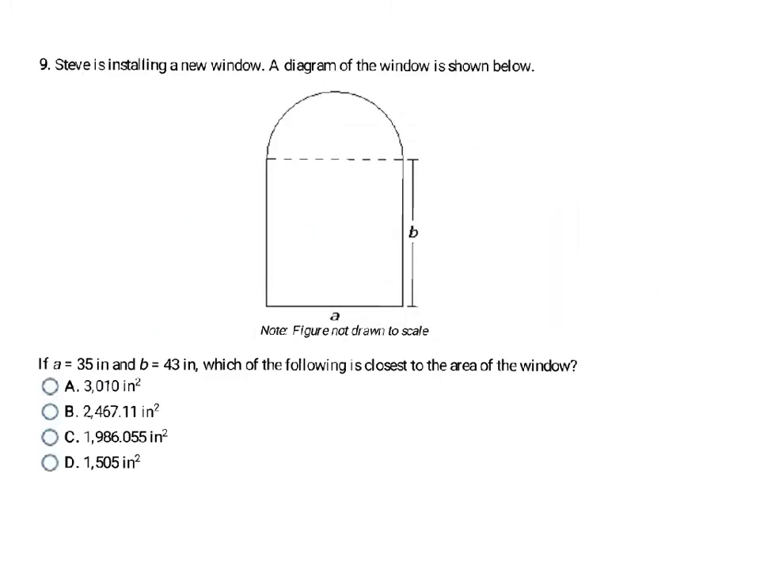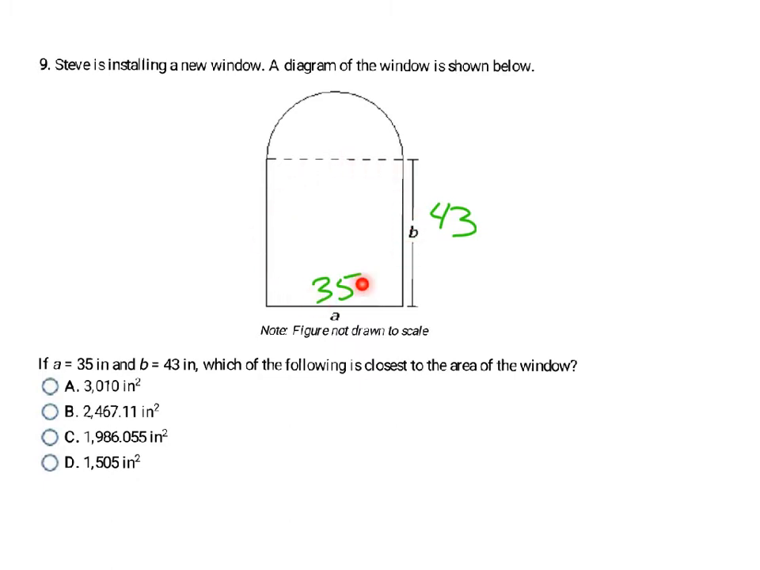And lastly, I'm finding the area of a composite figure. So this is a diagram of a new window Steve is installing, and it tells us that A is 35 inches and B is 43 inches. So I went ahead and labeled those, and please copy the diagram and do that in your notes also. And it wants to know which of the following is closest to the area of the window.